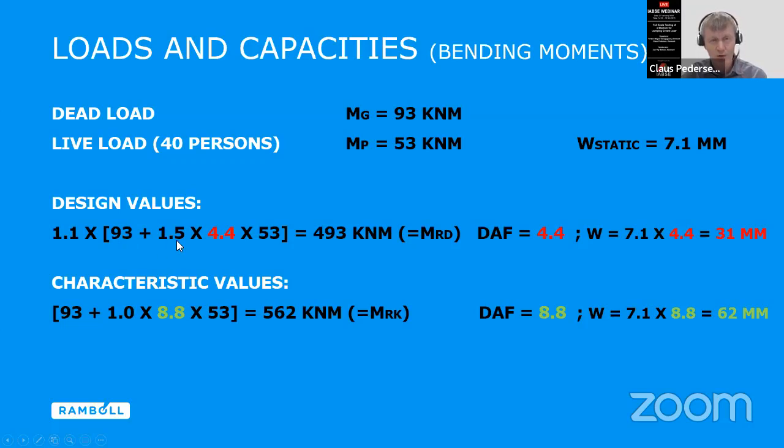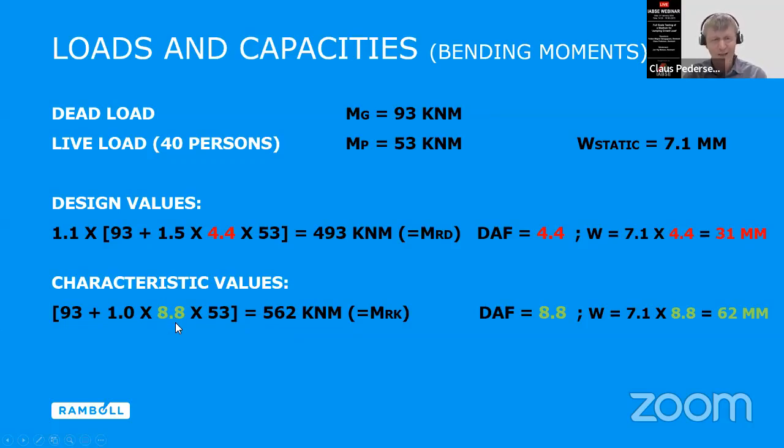We will have the safety factor for the live load. We have calculated that 40 people will give a bending moment of something like 53, meaning that we can actually accept a flexion in the order of 31 millimeter, since we have a static deflection of something like 7. And if we remove the safety, then we will end up with the numbers down here, the capacity will increase, and then of course we will be able to increase the DAF.